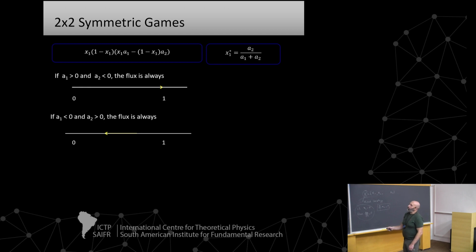This is the opposite situation. Suppose that now A1 is less than 0 and A2 is greater than 0. So in this situation, again, this is positive, but this is negative, and this is also negative, and this point is not between 0 and 1, so the only possibility is that 0 is the steady equilibrium. So if this is positive and this is negative, the only equilibrium is 1, and if this is negative and this is positive, the only equilibrium is 0. Okay?